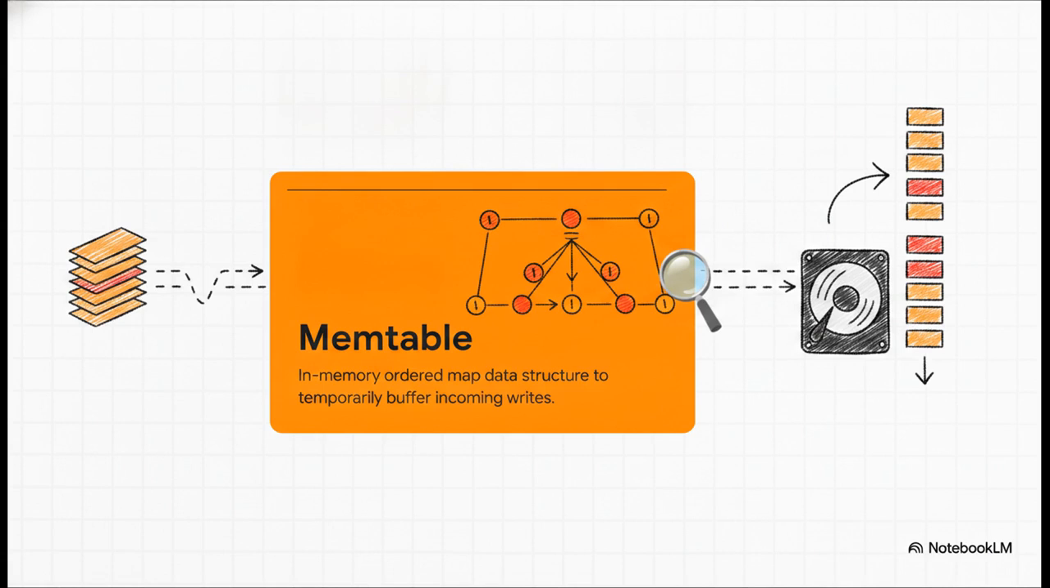So, when you write to a log-structured engine, the data first hits something called a memtable. You can think of the memtable as a fast, highly organized waiting room sitting right there in memory, often built using a red-black tree or a skip list. It buffers those incoming writes, sorting them by their key so they're perfectly primed to be written to the disk in a highly organized way.